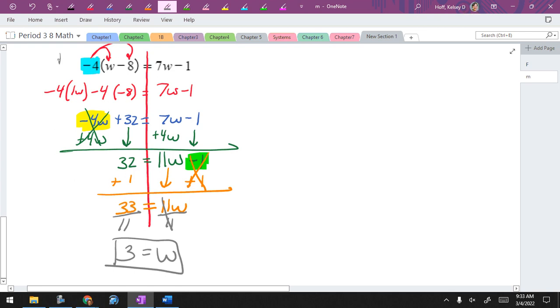As you're distributing, something to be careful of: it was really important that this was a -4, which is where these negative signs came from. So if it's a positive number, you would put plus signs there.